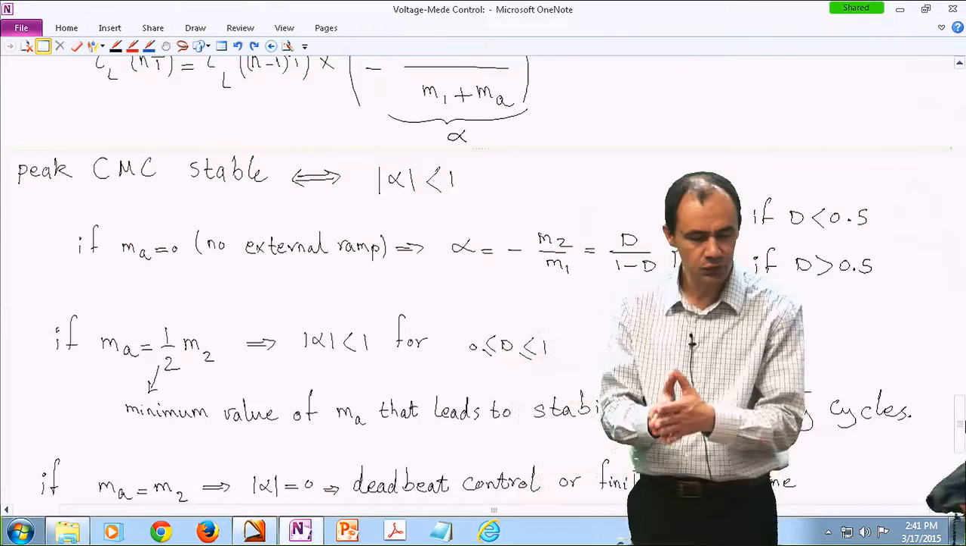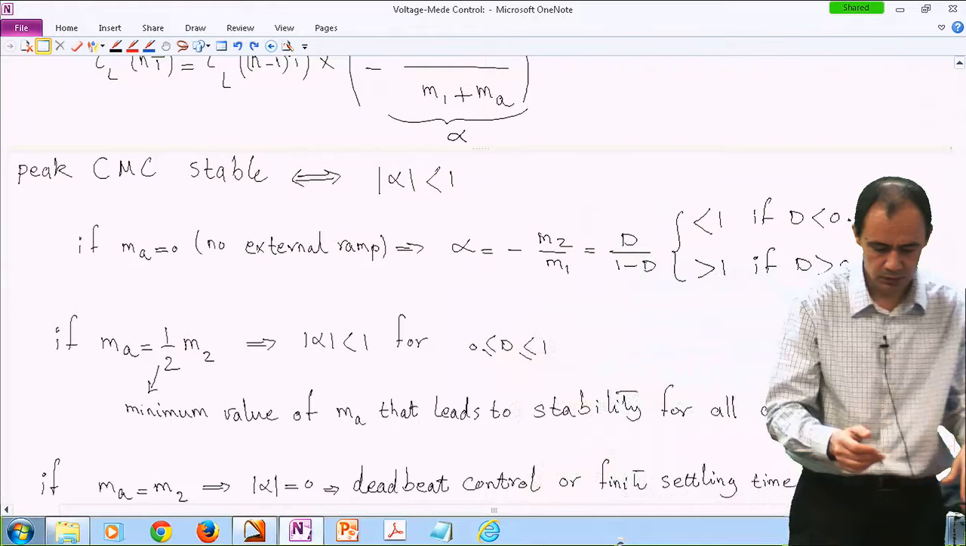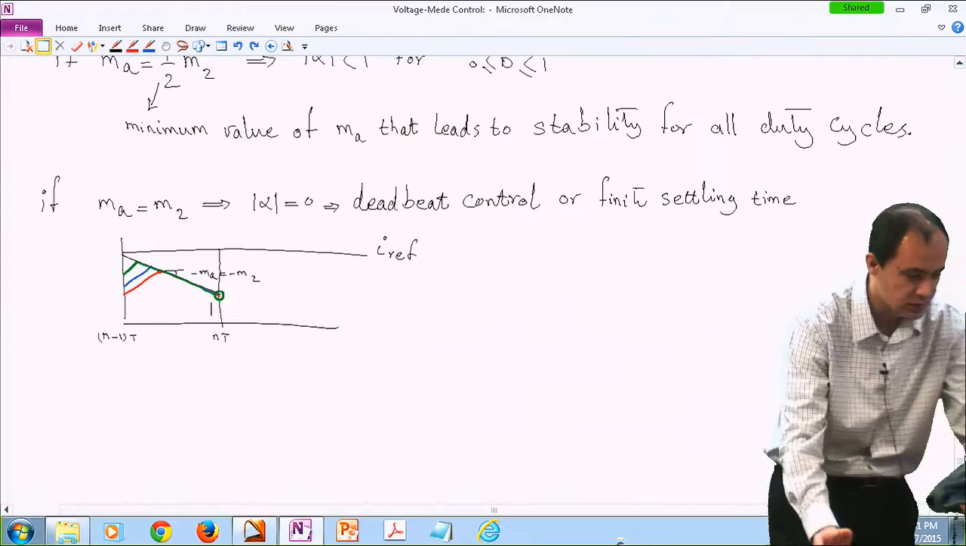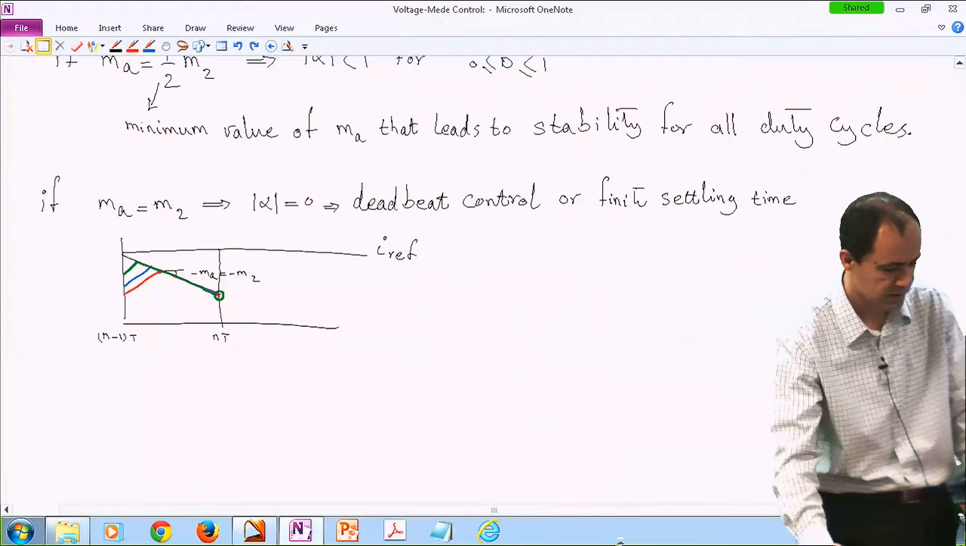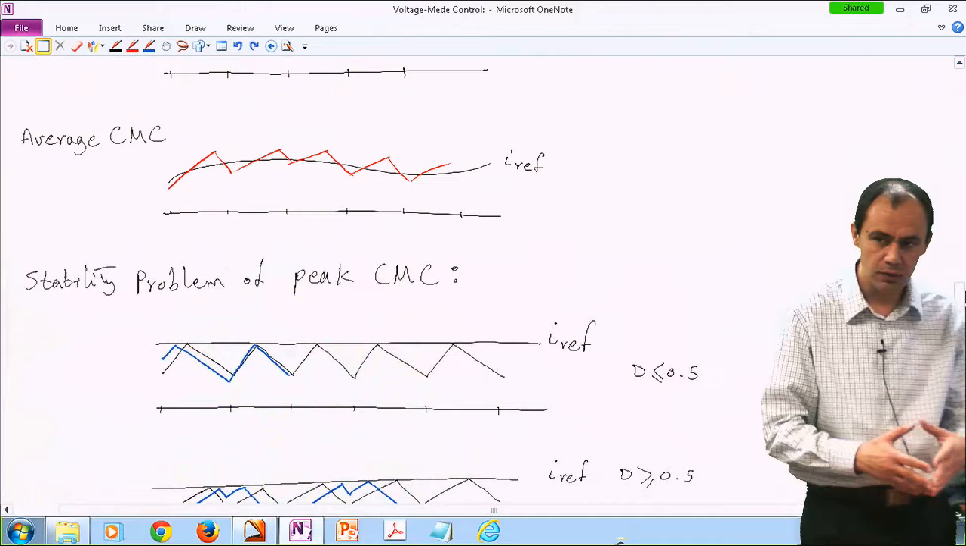Okay, so let's look at our modeling. Our approach is relatively general in a sense that we don't really say whether we are talking about peak, valley or average current mode control techniques. It could be applicable to all of them because at the beginning, we are making an approximation, and the approximation is the inductor current is exactly the same as the reference.